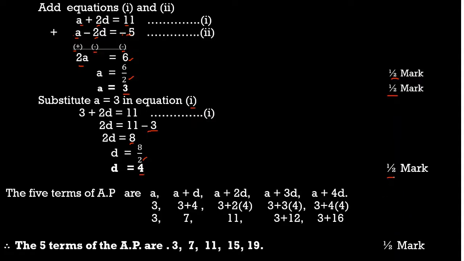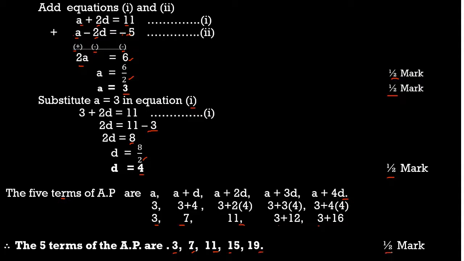Now calculate 5 terms of AP. Substitute A and D values in these 5 terms. We get 5 terms 3, 7, 11, 15 and 19. Therefore, the 5 terms of the AP are 3, 7, 11, 15 and 19. Half marks for the final answer.